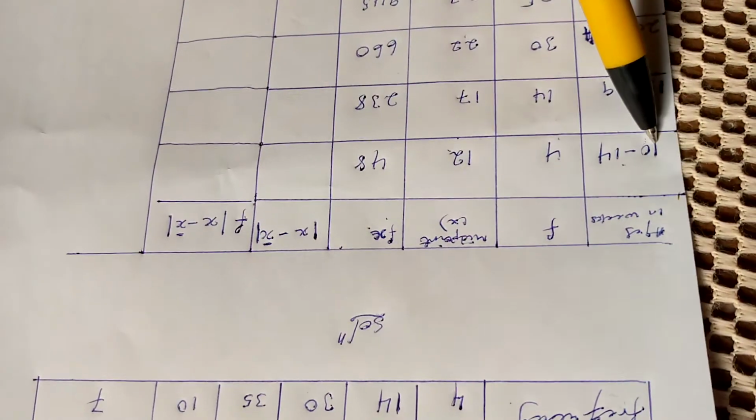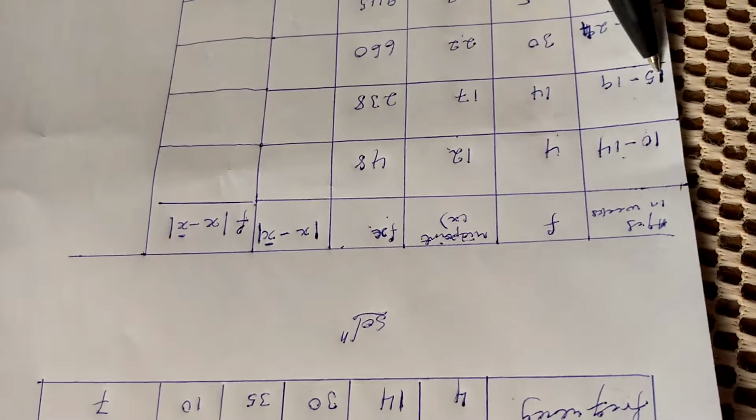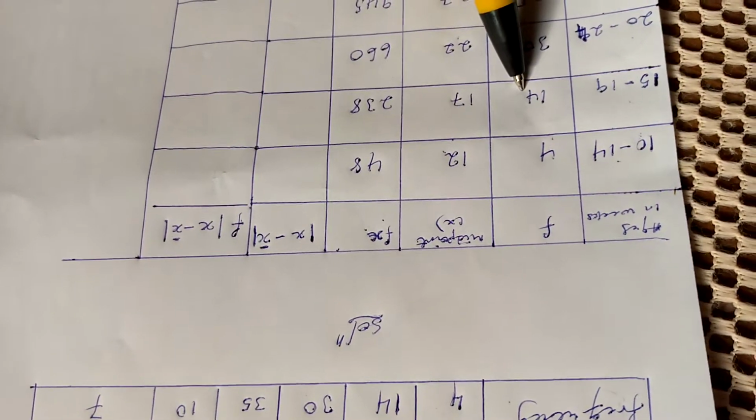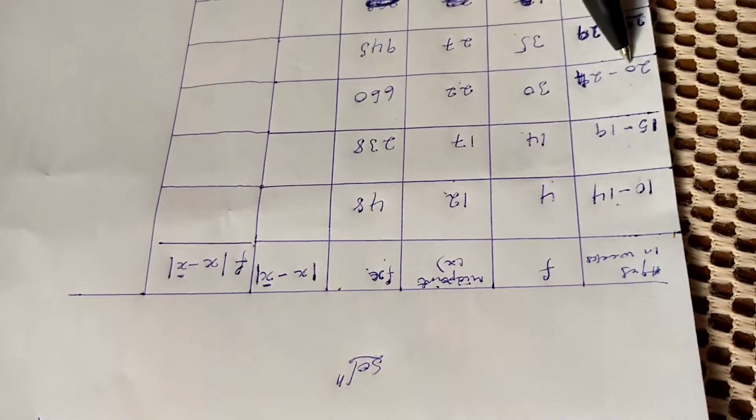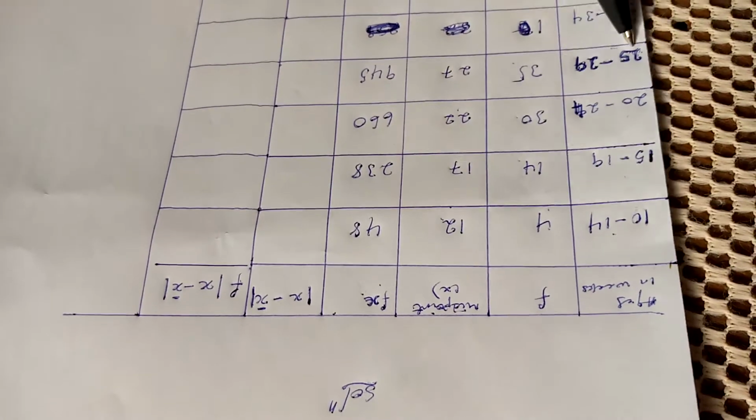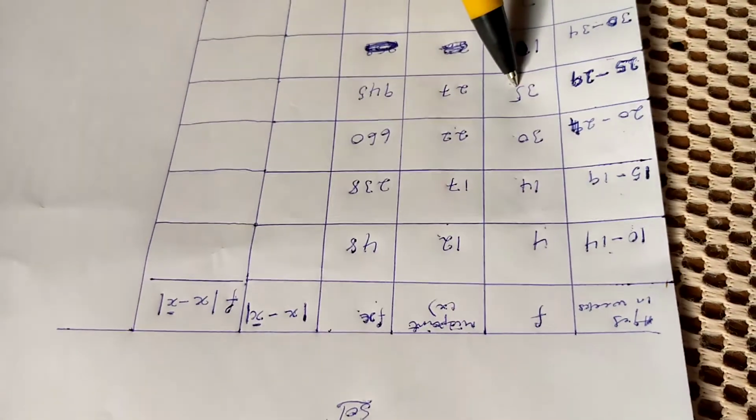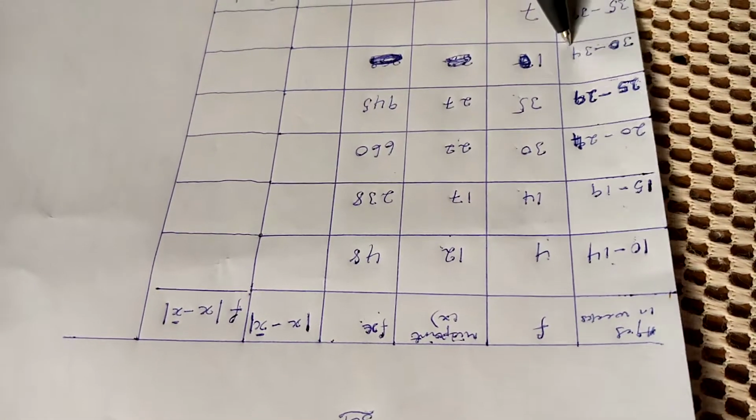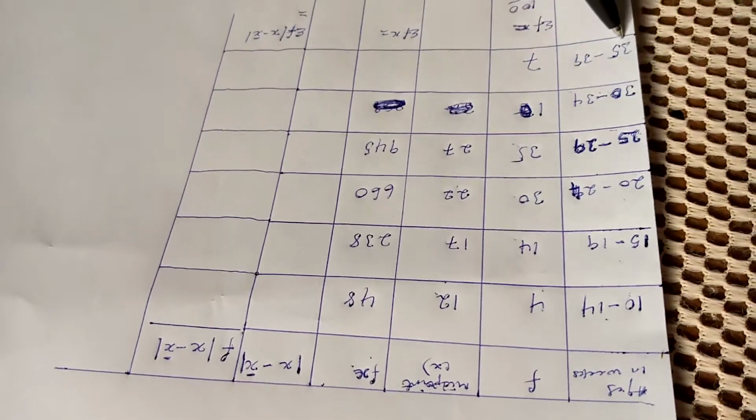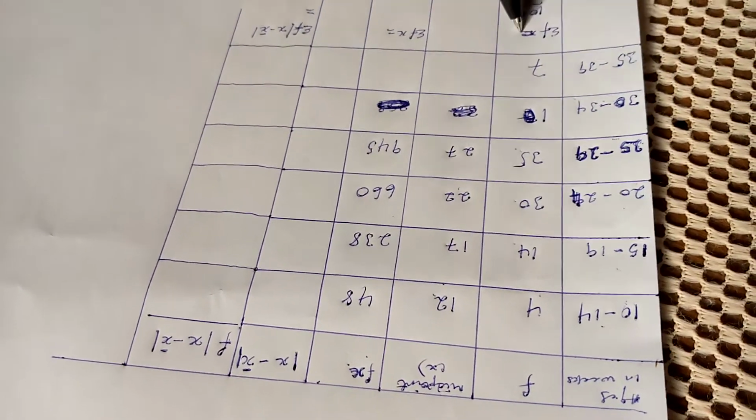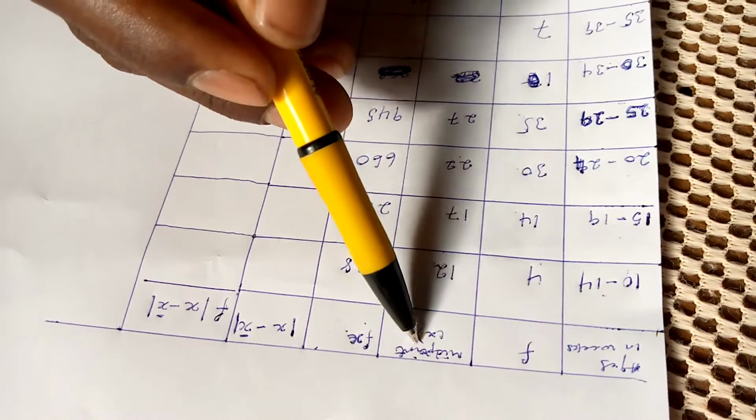So from 10 to 14, we have 4 of them. 15 to 19, we have 14 of them. 20 to 24, we have 30 of them. 25 to 29, we have 35 of them. 30 to 34, we have 10 of them. And 35 to 39, we have 7 of them. So we move down to this point.